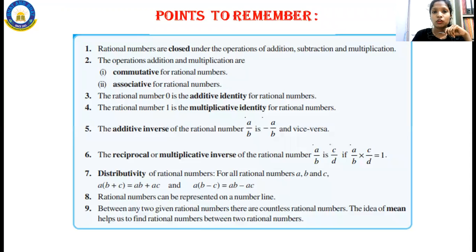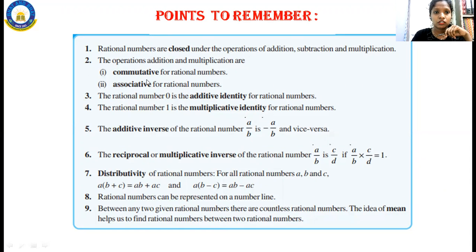So what are the points to remember then? Here you can see the first point: rational numbers are closed under the operations of addition, subtraction, and multiplication. As we have already studied the closure properties of rational numbers, rational numbers will be closed under addition, subtraction, and multiplication. We studied these in the last session. Remember that table, which shows how you are going to do it.